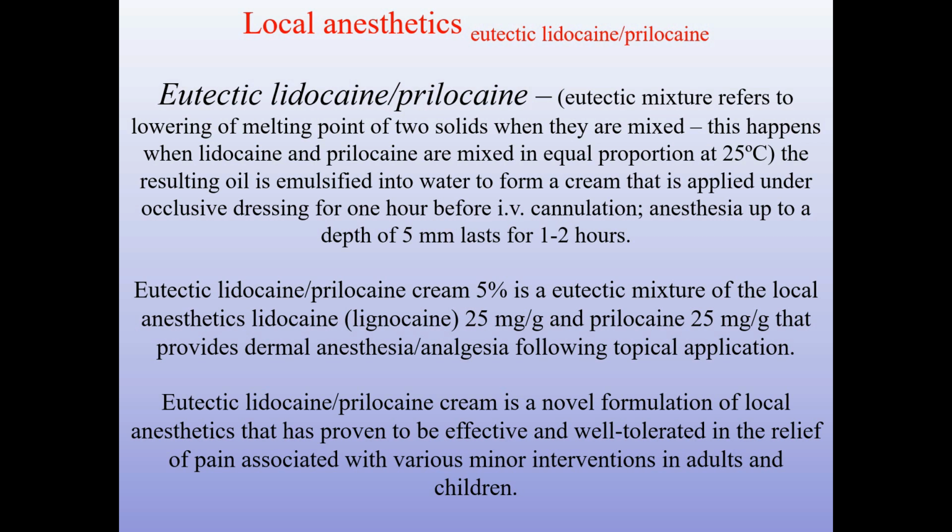Eutectic lidocaine prilocaine cream 5% is a eutectic mixture of the local anesthetics lidocaine 25 mg each gram and prilocaine 25 mg each gram that provides dermal anesthesia, analgesia, following topical application. Eutectic lidocaine prilocaine cream is a novel formulation of local anesthetics that has proven to be effective and well tolerated in the relief of pain associated with various minor interventions in adults and children.